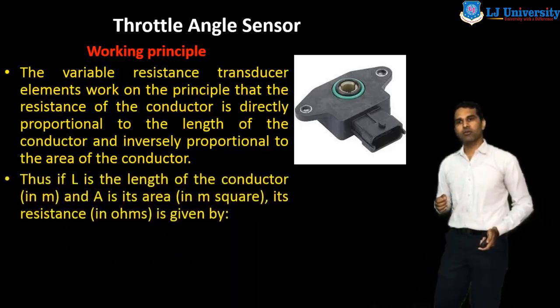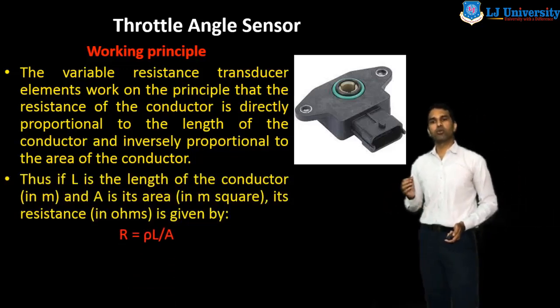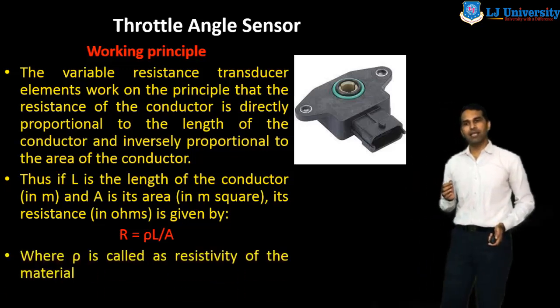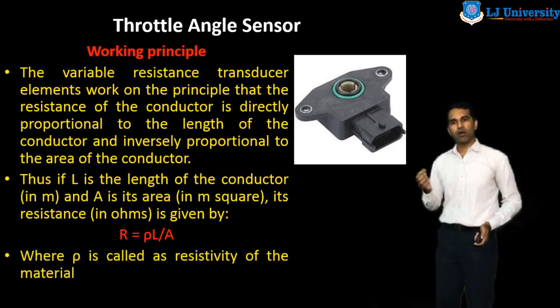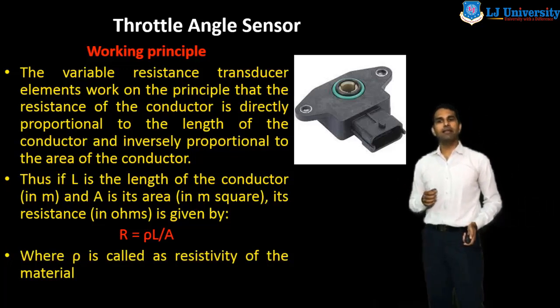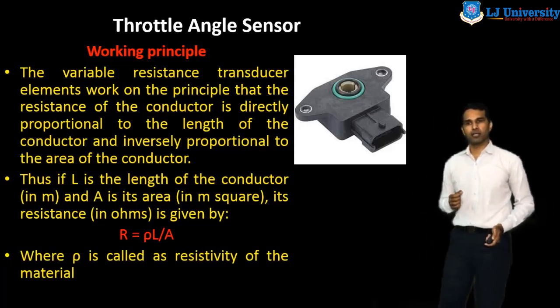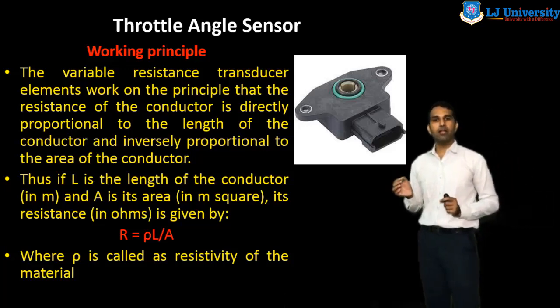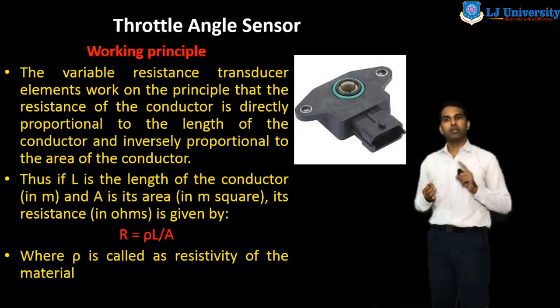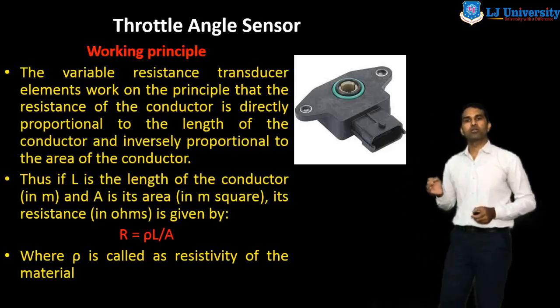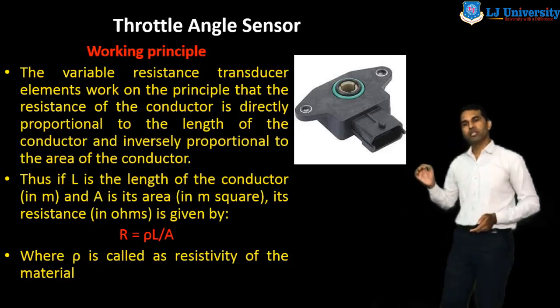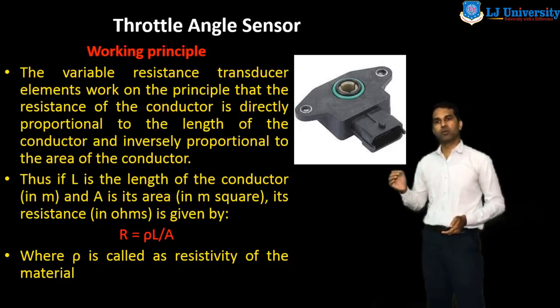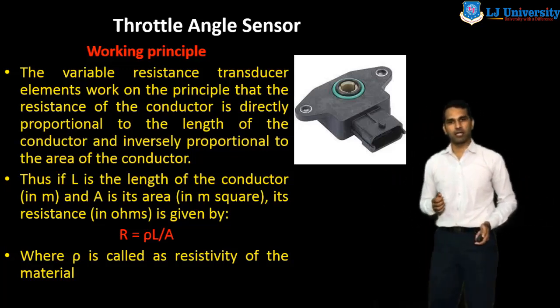Now we understand this by using this equation. We know that R equals rho L upon A. That means here L indicates the length of the conductor and A indicates the area of the conductor. So if the area or the length of the conductor is changed, then the resistance is also changed. And this basic principle is used by this throttle angle sensor.